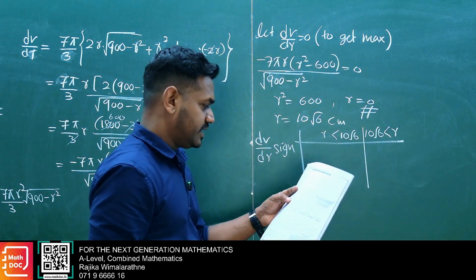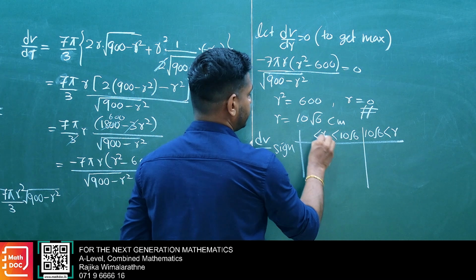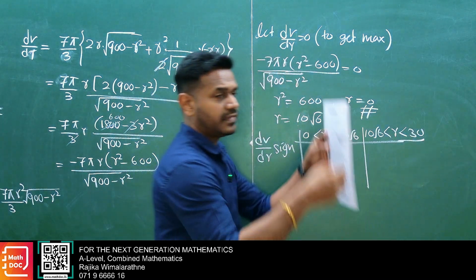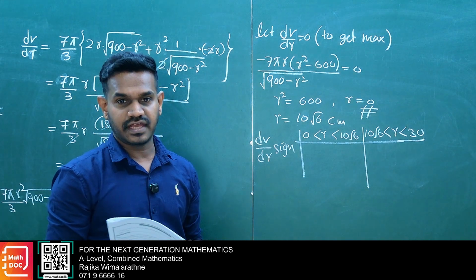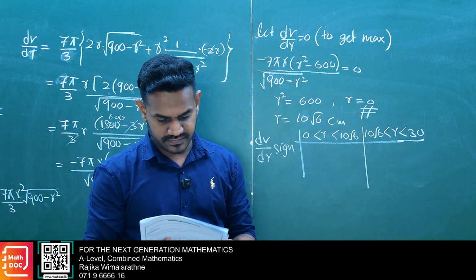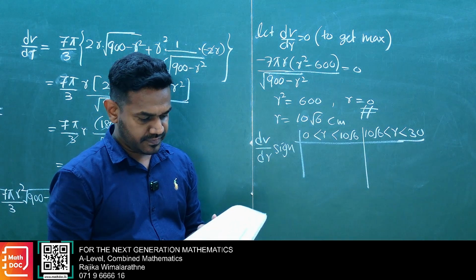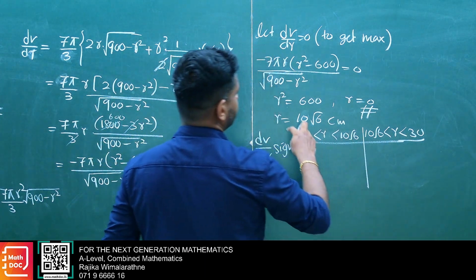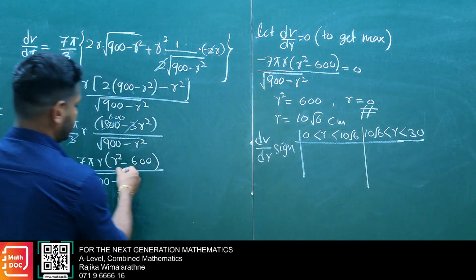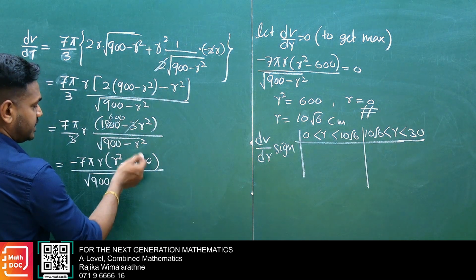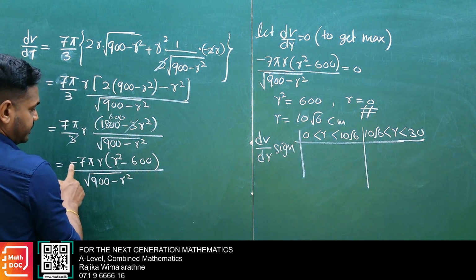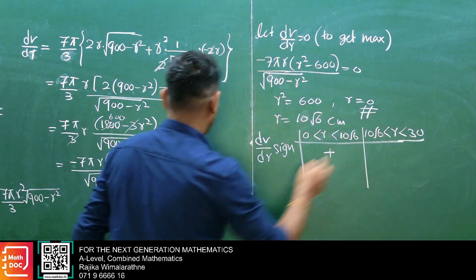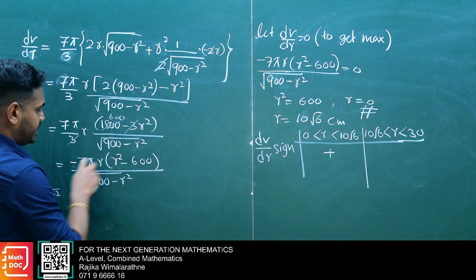Then here the r value is given as 0 to 30, no? Then you cut it here and stop at 30. The r value is in between 0 and 30. Therefore, you have to take that region. Then for r less than 10 root 6, here it is negative with this one, positive. For greater than this value, here positive with this one, negative.